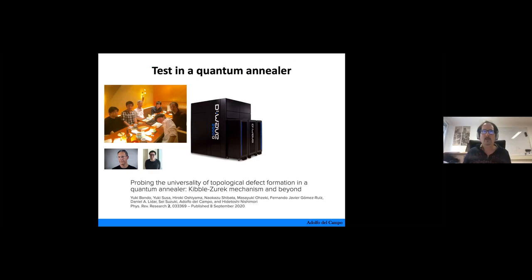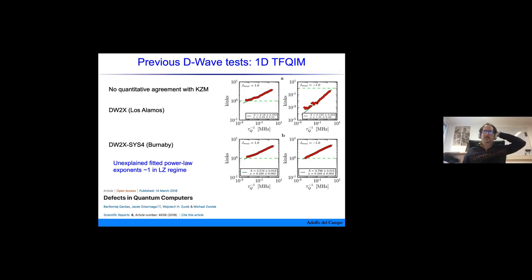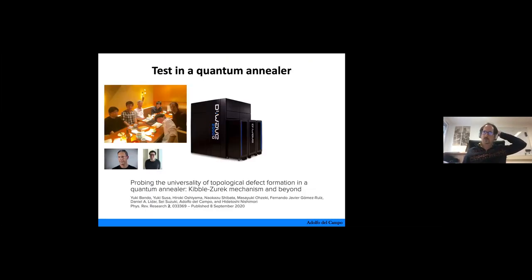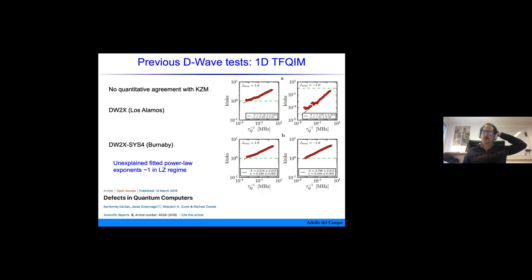And I just want to mention my collaborators, Daniel Lidar, Fernando Javier Gomez Ruiz, and then the group of Nishimori, one of the visits I had a chance to play with them. And I want to mention, we were not the first to propose the test of Kibble-Zurek in a quantum annealer. There was this early work from 2018. It was inconclusive. You can read the reports. The machine was too noisy. It was an early generation, so not much was learned from it, other than some phenomenology on the dependence on the quench time.